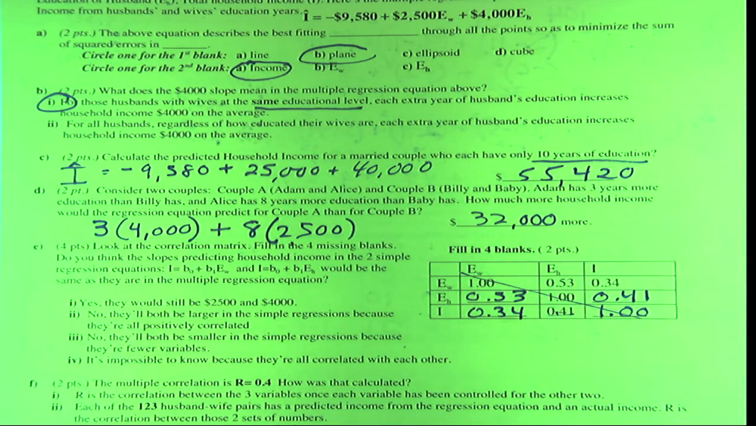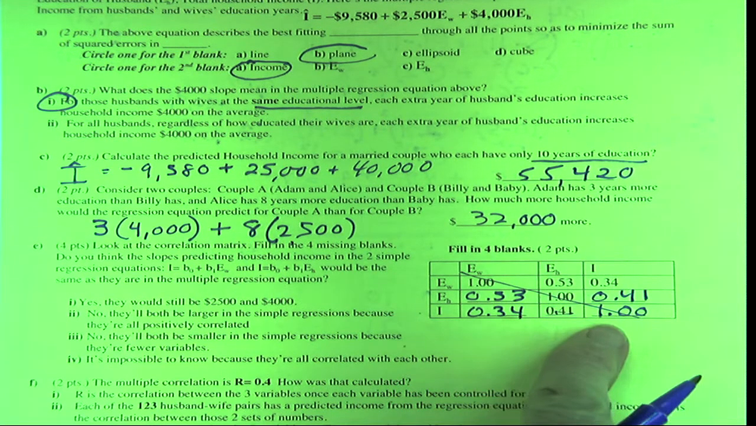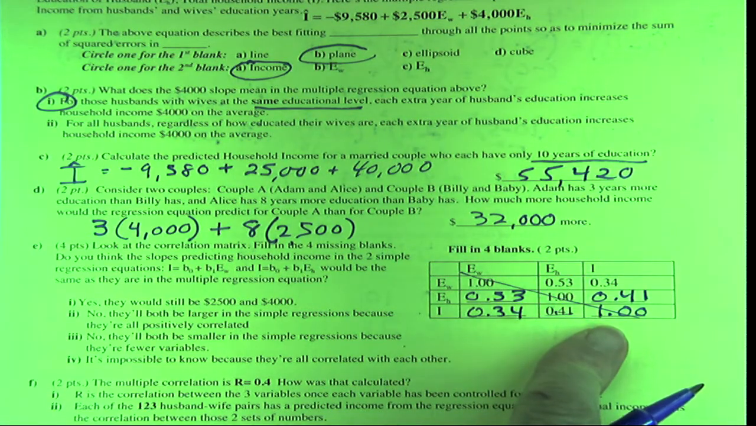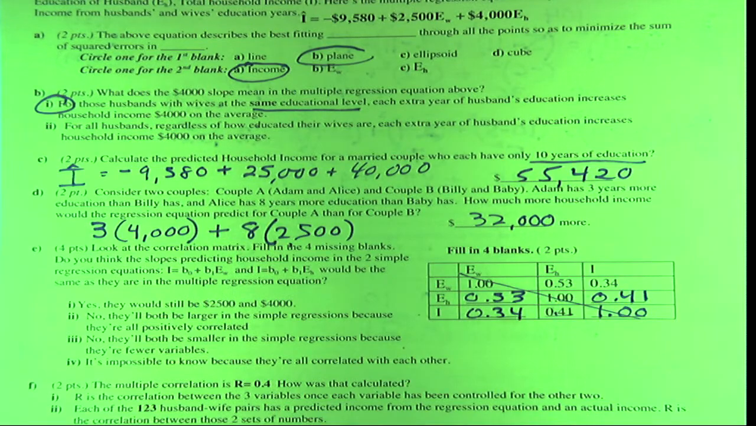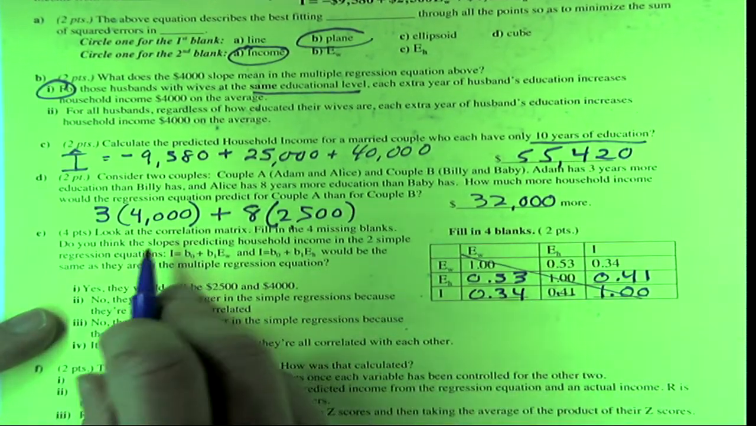The tables for simple are correlations between 2 sets of variables. That's what that is. It has nothing to do with multiple. It's just if you look at them separately. All right. Now, look at the correlation.